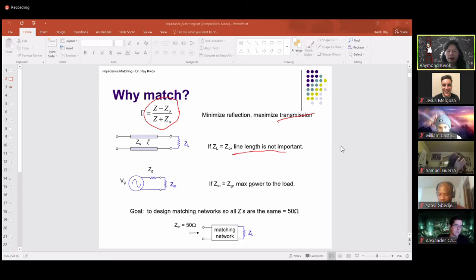And we also look at the power point of view. If the impedance matches with the generator, which is 50 ohms, then you deliver the maximum power to the load, right? Which is 1/2 of the power available from the signal generator. So that's the goal. In other words, we want to be able to look at any load, anything you connect, either a transceiver or a mixer or whatever devices, and design a matching network, so that when you look into here, it's always 50 ohms. That's the goal of this chapter.